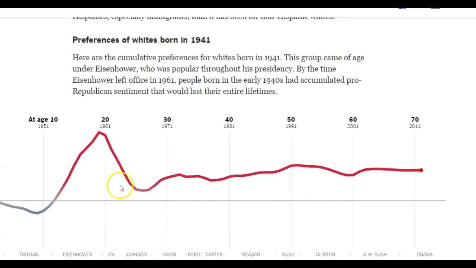So if somebody's born in 1941, for instance, that's about the time my mom was born, the person who was president when they were in their formative years, late teens, early 20s, was Eisenhower. And Eisenhower was a Republican. He was a very popular Republican. And the events that took place during those years have an effect on their views the rest of their lives. So they ended up being much more likely to be Republican than anything else, right? Even today, the people who came of age during the Eisenhower years tend to be Republican.